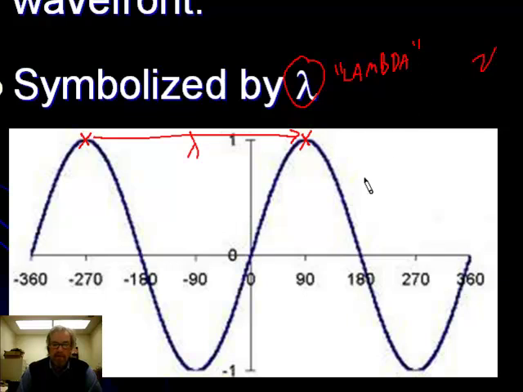I can pick any spot on my wave, like here, and go 1 wavelength forward, and I can get my wavelength. And my wavelength will still be the same. Or I could pick here and move 1 wavelength forward to there, and the wavelength would be the same.